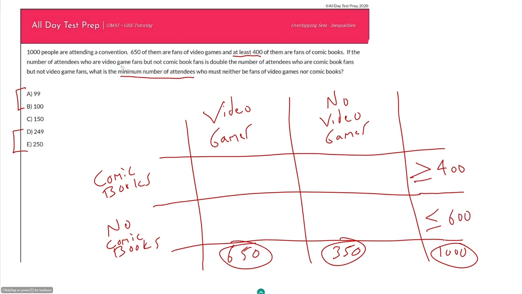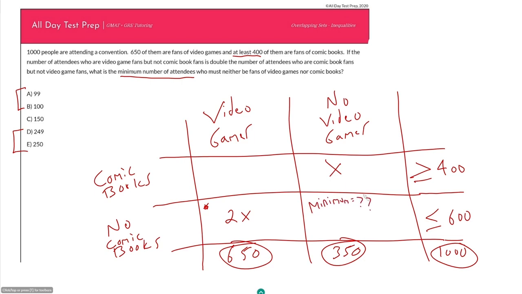If the number of attendees who are video game fans but not comic book fans, so that is here, is double the number of attendees who are comic book fans but not video game fans, so that's here, so if I call this one X, then this here must be double that, or 2X. What is the minimum number of attendees who must neither be fans of comic books nor video games? They're asking for the minimum number of people that could be in this box.